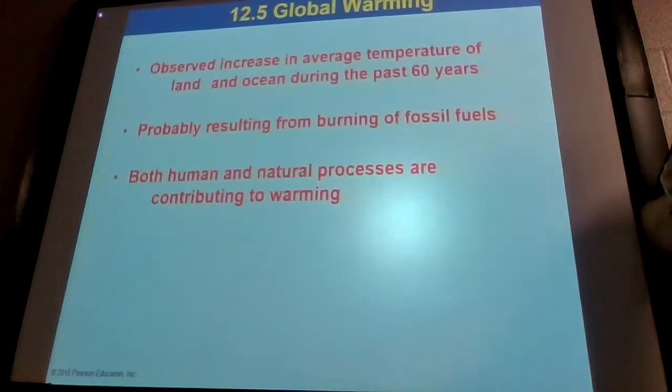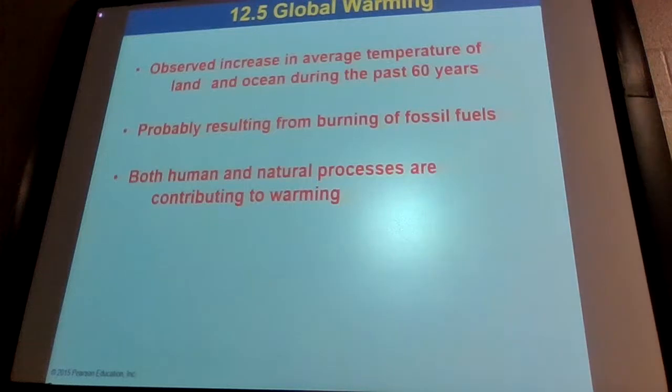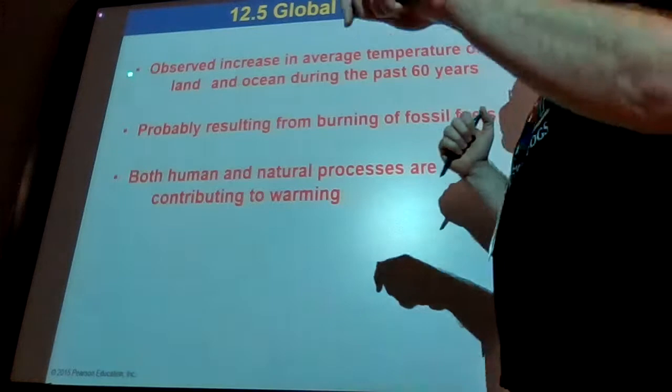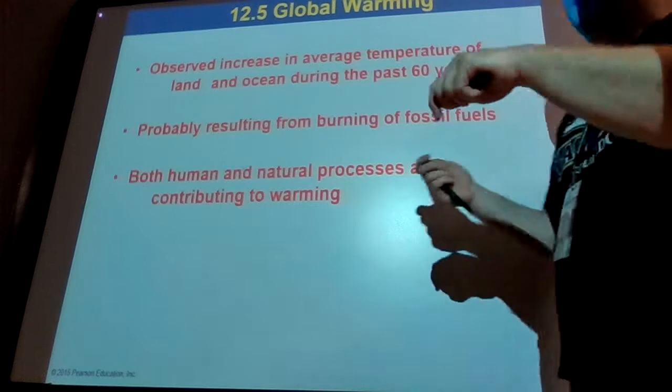So now, 12.5, global warming. They're going to make the case for global warming, and I think there's a lot of slides here, so I'm going to kind of blow through them pretty quickly. So there's been an observed increase in average temperature of land and ocean during the past 60 years, probably resulting from burning of fossil fuels. Both human and natural processes are contributing to warming. So that's the key here.